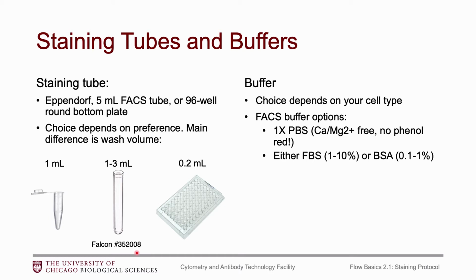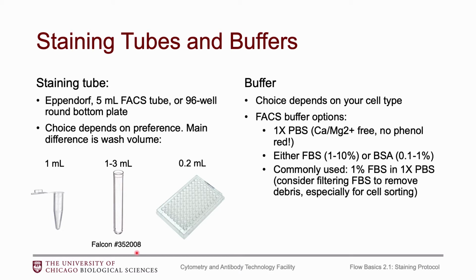The phenol red can get excited by the lasers in the instrument, so you don't want that. In addition to the PBS, we recommend adding some protein to make sure your cells stay happy. So usually FBS or BSA. I have the recommended percentages for those listed there. Again, there's a range. It depends on your cell type. The one that I typically tend to go with is 1% FBS. And a note about if you're using FBS, especially if you're doing cell sorting, FBS does have some debris floating around in it.